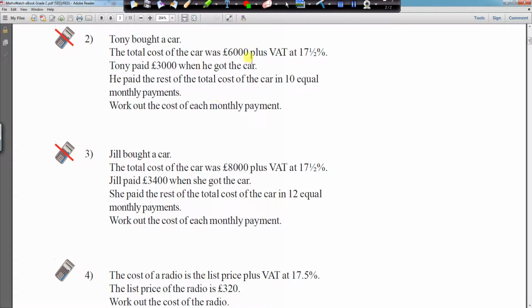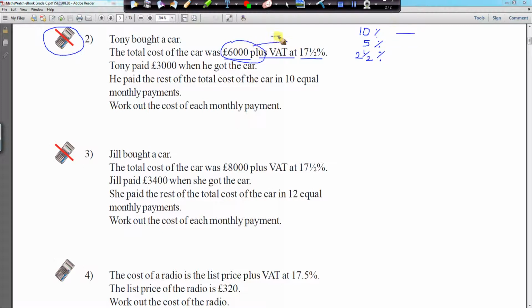So first of all, we need to work out the value of the car. We've got £6,000 plus the VAT at 17.5%. And don't forget, folks, this is a non-calculator paper. You can't use a calculator for the moment. Now, we want to work out 17.5% of 6,000. So we break down the 17.5% into 10%, 5%, and 2.5%. Now, to work out 10% of 6,000 is nice and straightforward.